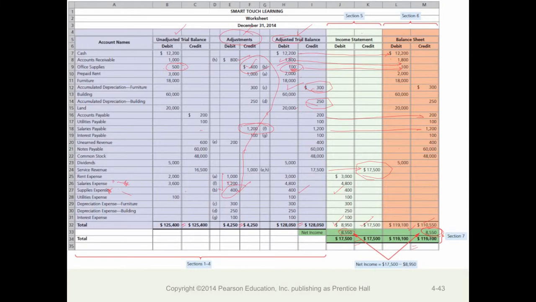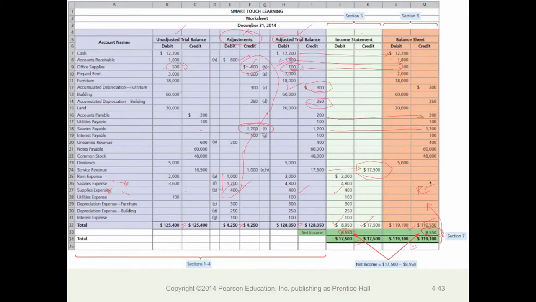So now all of the revenues and expenses are collapsed into this one line that we call net income. Then that net income is needed to balance the balance sheet. So we have to balance the balance sheet by moving the net income into the balance sheet credit column, which essentially reflects the retained earnings.